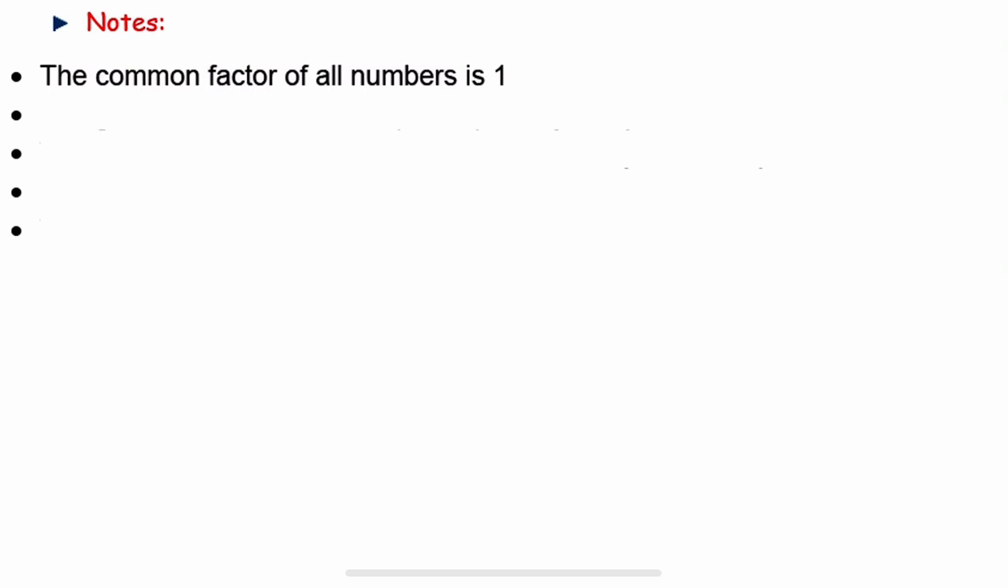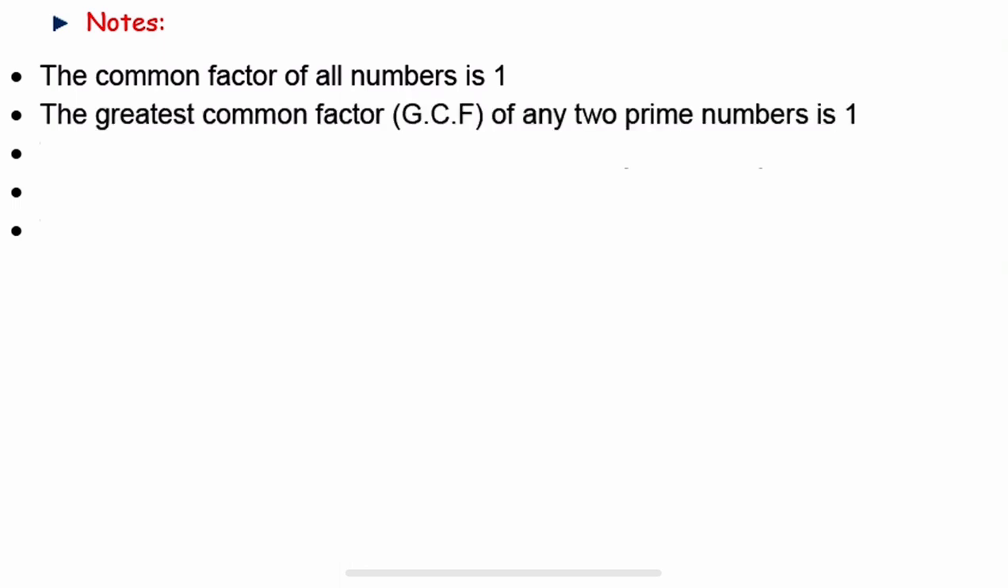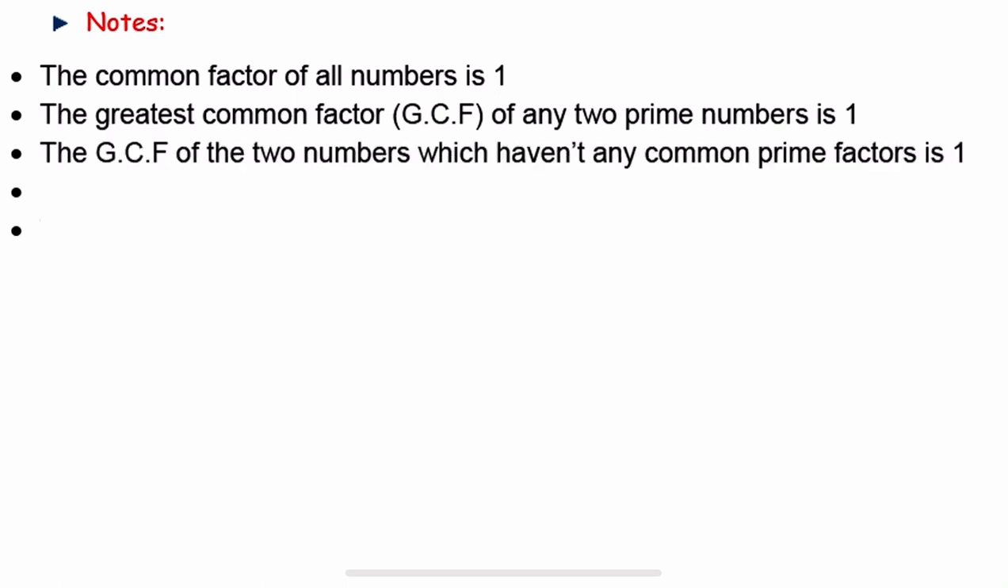Some notes. The number 1 is a common factor of all numbers. 1 is a factor for all numbers. The greatest common factor of any two prime numbers is 1. Any two prime numbers, their only common factor will be 1, and the greatest common factor will be 1. The GCF of two numbers which don't have any common prime factors is 1, and they are relatively prime numbers.